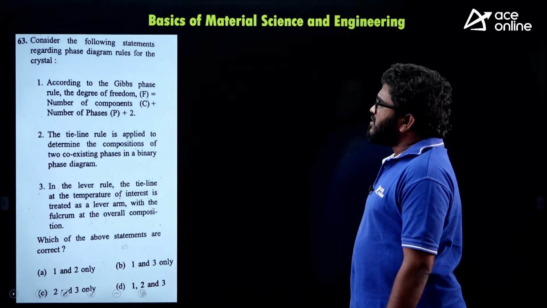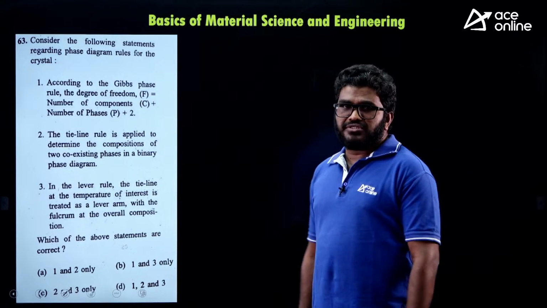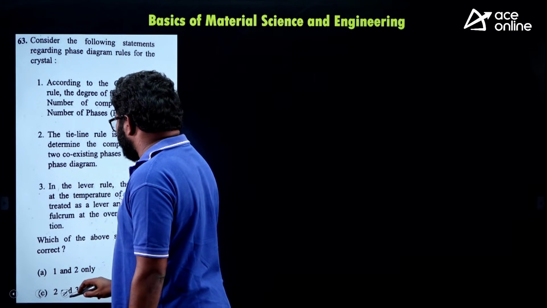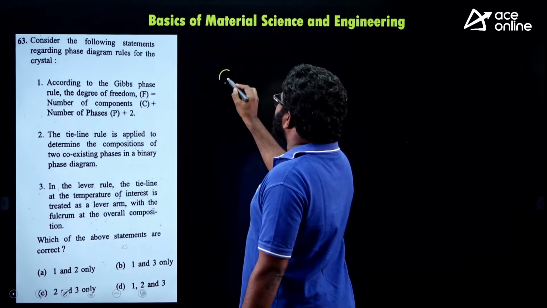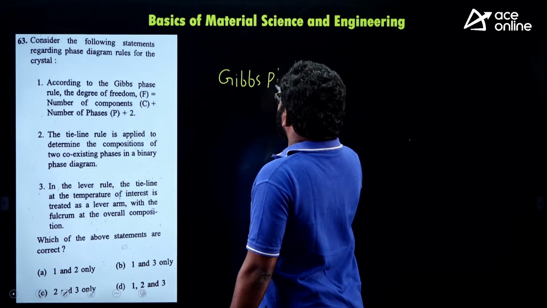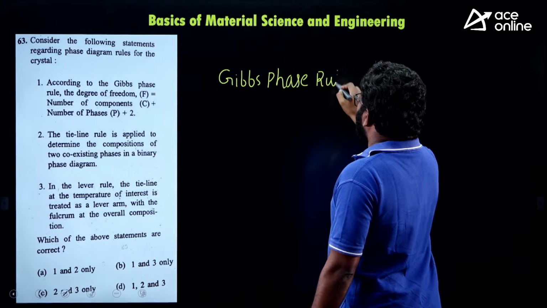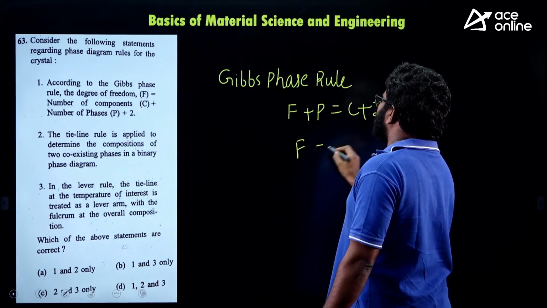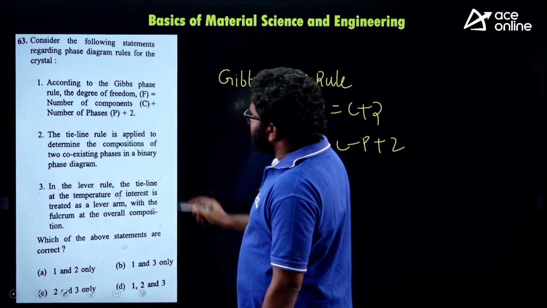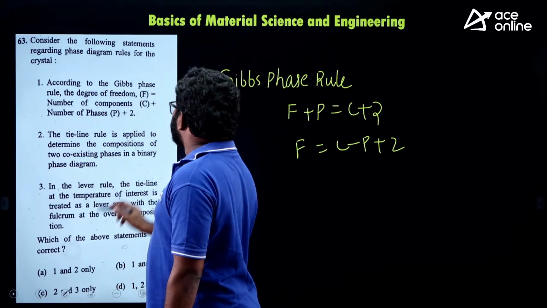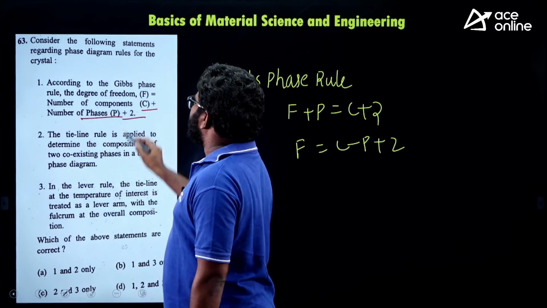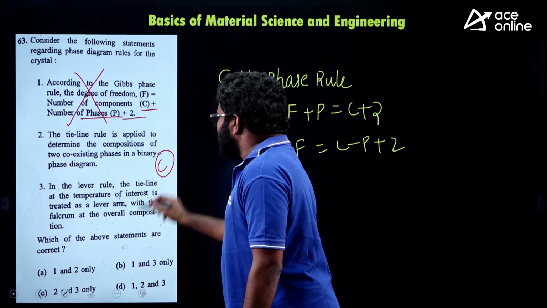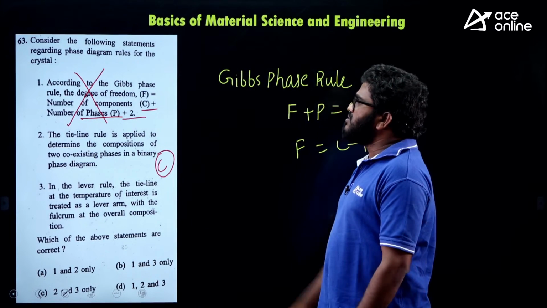Now here is another question regarding the phase diagram rules. If you go through these three statements, the first statement is incorrect, because in the first statement the Gibbs phase rule is given. What is the Gibbs phase rule? F plus P is equal to C plus 2, or F is equal to C minus P plus 2. But in this question, F is equal to C plus P plus 2 is given. So this statement is not correct. It is easy to guess the answer. The answer is C, because only 2 and 3 are correct. It's a very simple question.